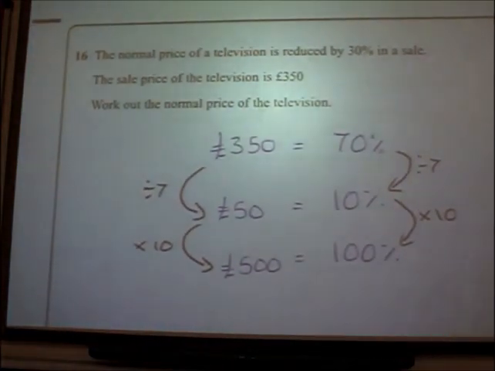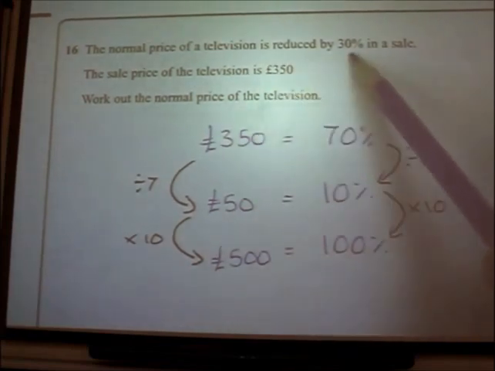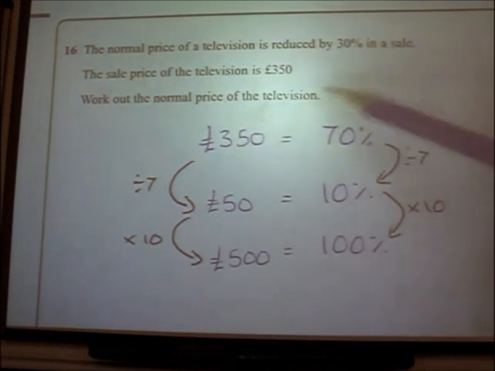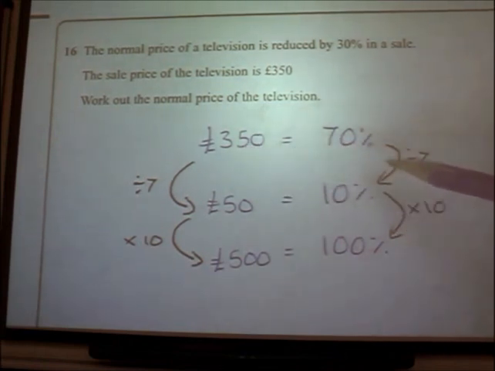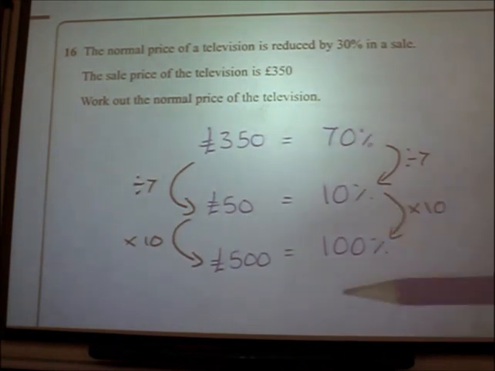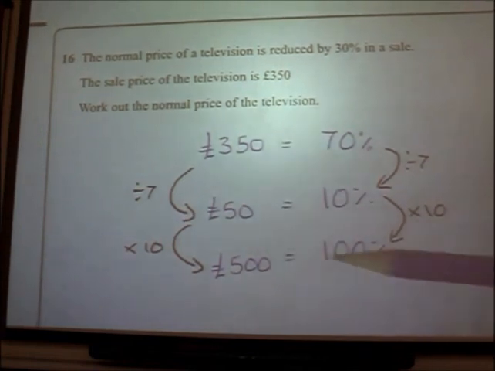Question number 16. The normal price of a television is reduced by 30% in a sale. The sale price is £350. Work out the normal price. Well, if it's been reduced by 30%, that means £350 represents 70% of the original cost. So I've written 350 equals 70%. I've gone to the percentages side and I've divided by 7 to get it down to 10%. Then I've times by 10 to get it up to 100%. I've done the same the other side and it's come out to be £500. So £500 is 100% of the cost.